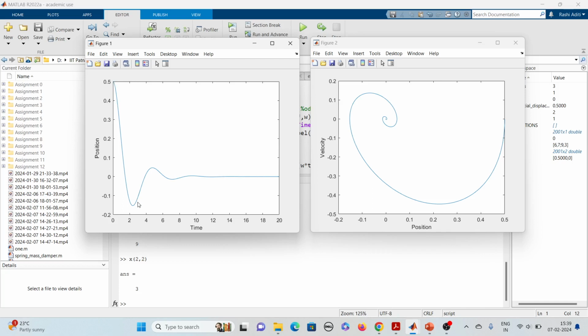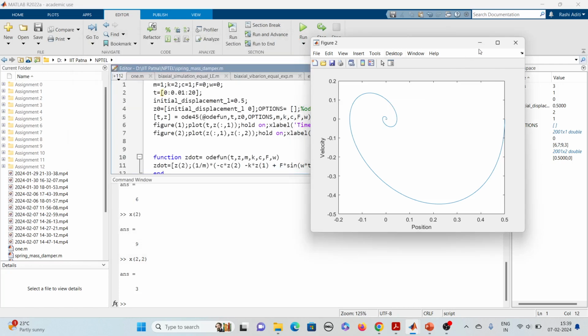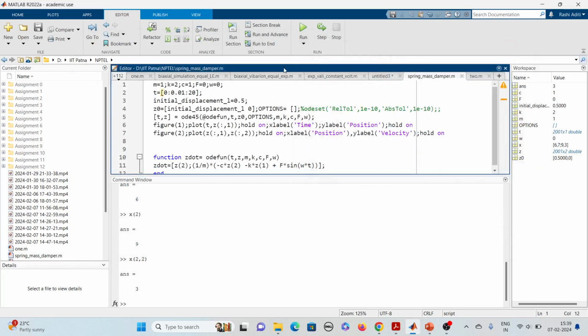Initially its position was 0.5. Then it showed some diminishing oscillation, and then it went to the stable state, right? It went to the equilibrium state, 0. And here also you can see that it goes to position 0 and velocity 0, because of the presence of damping in the system. Okay, but if there is some forcing, what is going to happen? Let us say there is this F1 and omega is also 1.